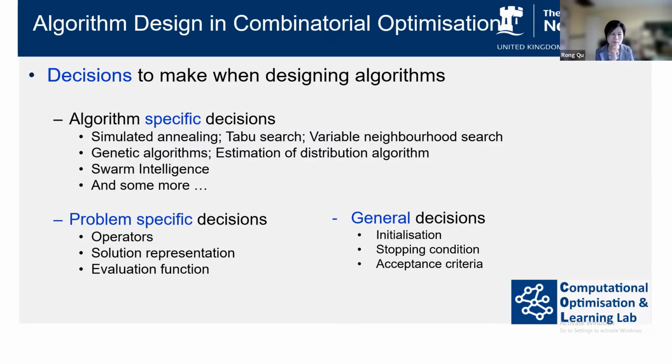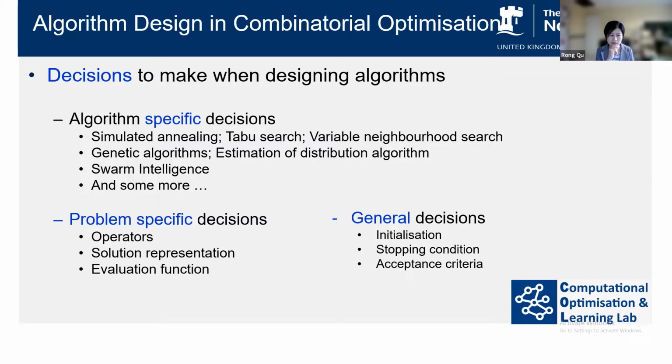For example, there are algorithm-specific decisions. In simulated annealing, we have to design the acceptance criteria, in particular the cooling schedule. In tabu search, again, we have to decide the tabu list. In variable neighborhood search, a very important decision is how to design different operators. In GA, of course, crossover and mutation. So these are all algorithm-specific decisions.